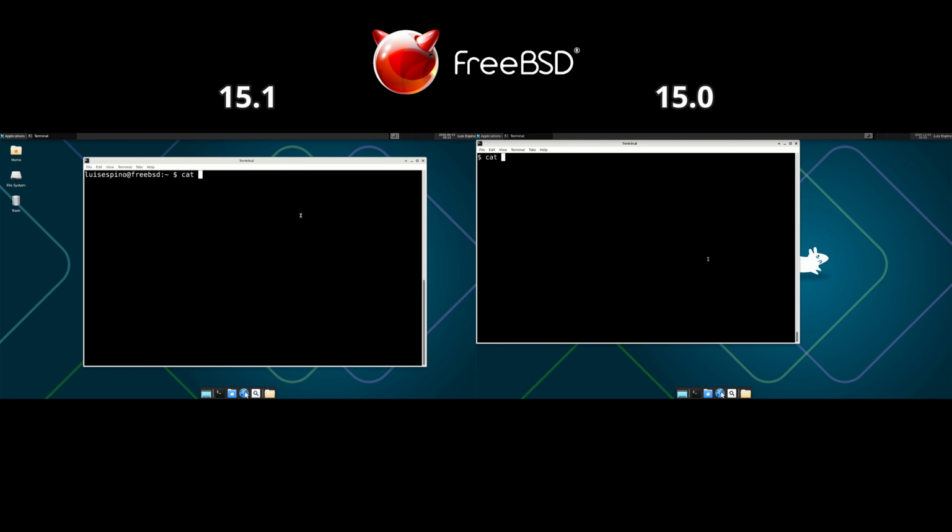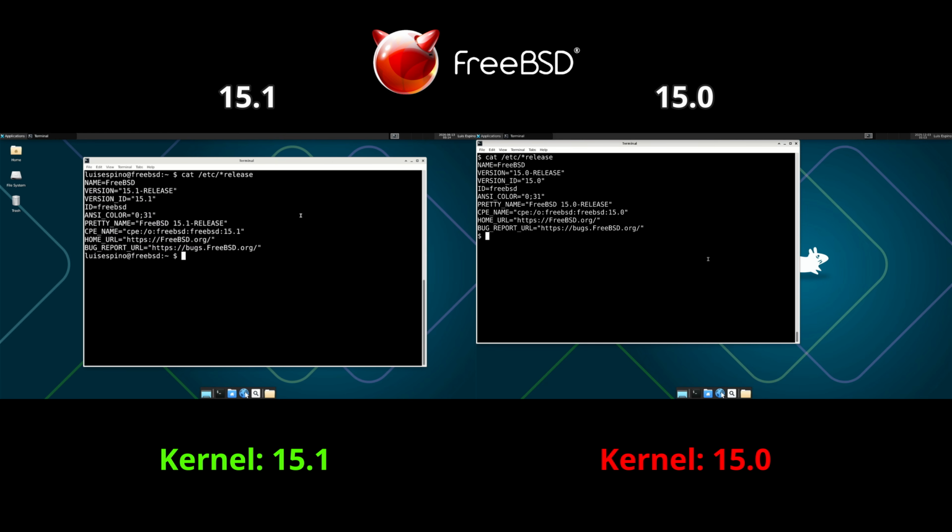Now we use commands to verify data. The system version matches each kernel. The overall boot times remain quite similar. To ensure unbiased testing, we used the same HP Pavilion 15 PC and identical configurations across all evaluated systems.